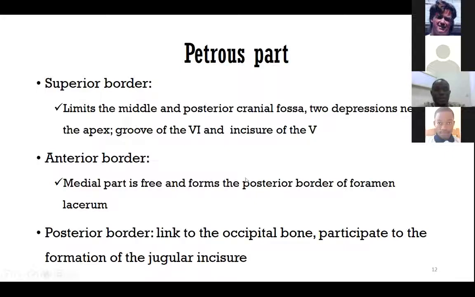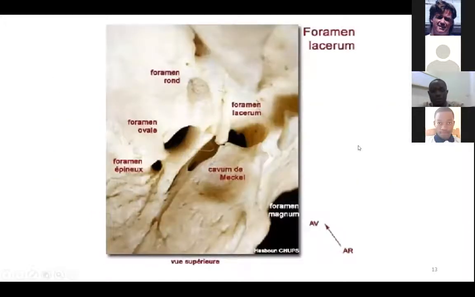The posterior border of the petrous bone will link to the occipital bone and participate in the formation of the jugular incisure. So here is the foramen lacerum, and you will see here the posterior border of the petrous bone. That is the one here displayed, and it forms the anterior border of the foramen lacerum. That is the one.